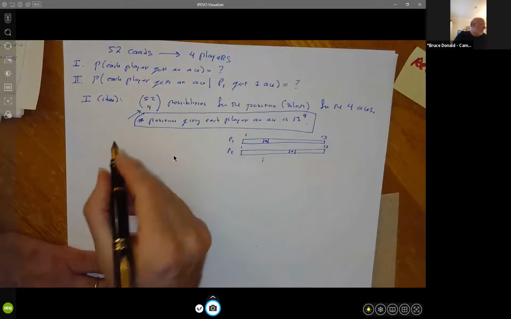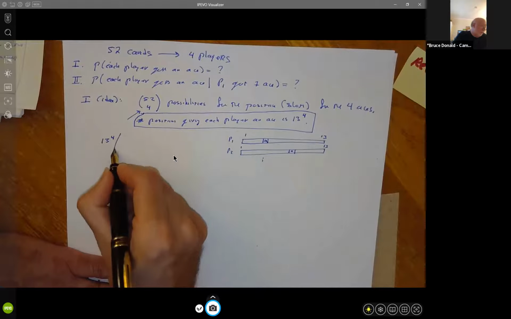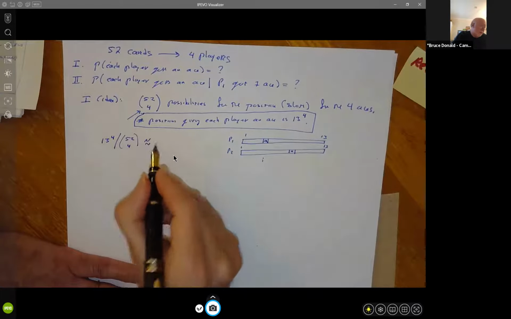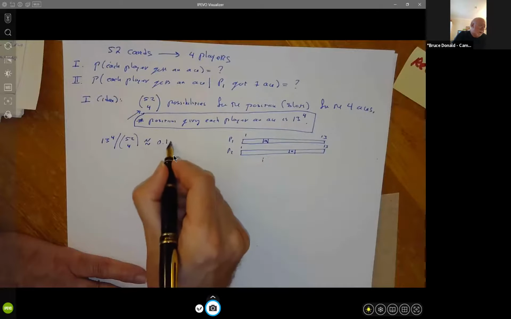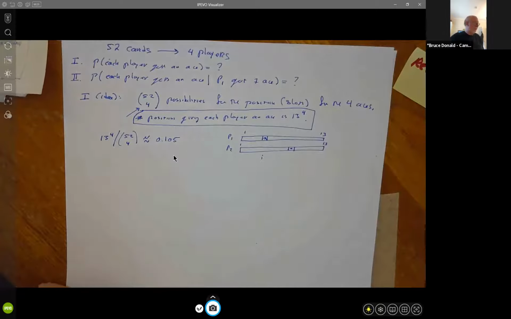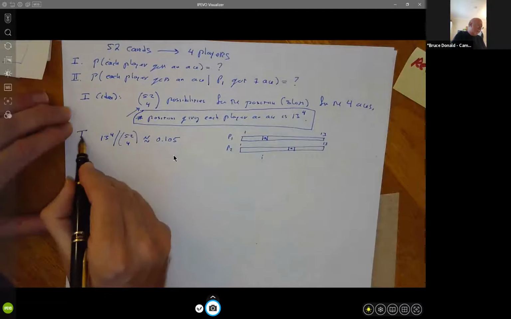So therefore, the answer to question 1 is 13 to the 4 over 52 choose 4. And this turns out, when you calculate, to be approximately 0.105. Okay. And I'm going to revisit this proof a little later because I'd like to give you a proof that has more of a recipe. Like I gave you a mathematical argument, but how do you come up with these? How do you formulate these arguments? So we'll get to that in a minute. But let's build on this and try to answer question 2.